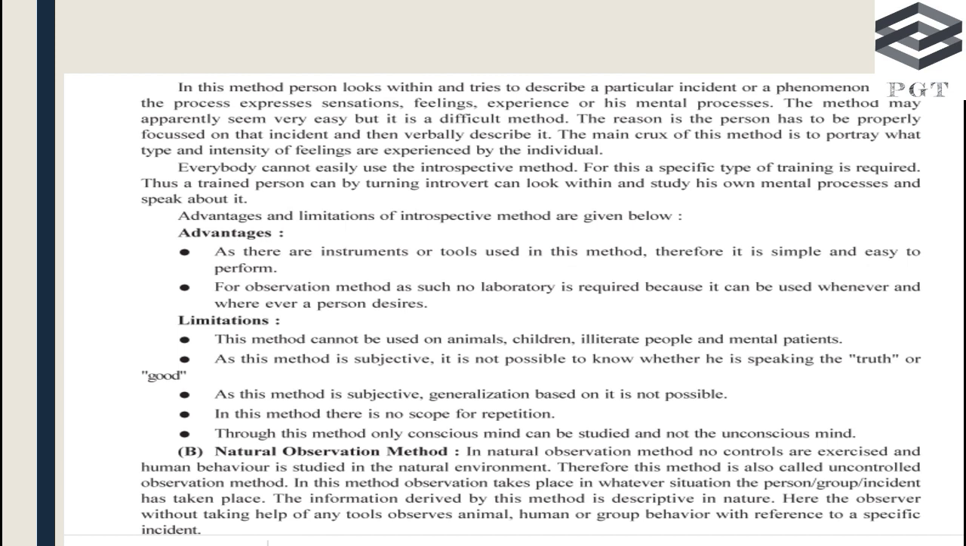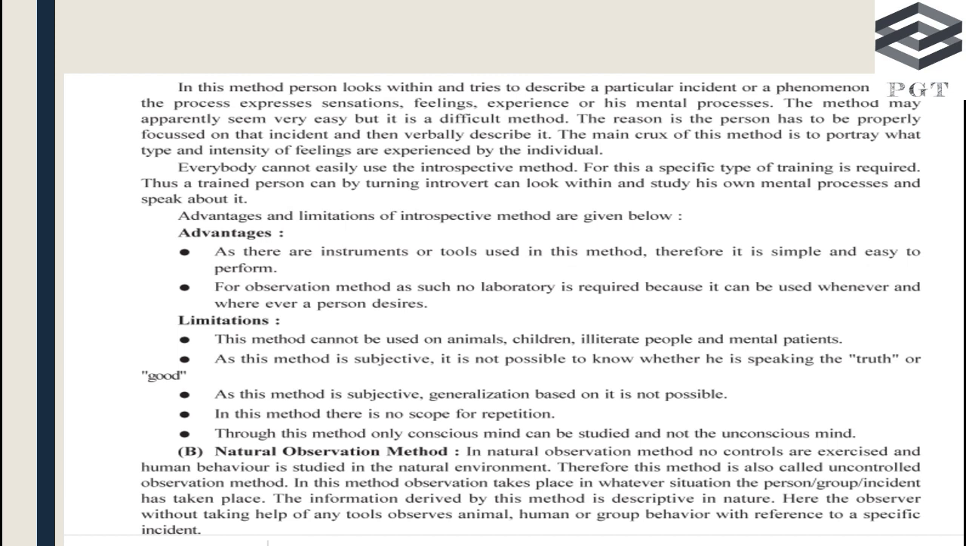अगर आप अपने आप से नहीं पूछोगे कि मैंने आज यह क्यों किया है, तो आपको अपने बारे में पता होना चाहिए. So everybody cannot easily use the introspection method, but for this a specific type of training is required. So which type of training, in which many advantages are there? इंट्रोस्पेक्शन में एडवांटेज है और डिसएडवांटेज भी है. एडवांटेज में क्या है? इसमें टूल्स मेथड, देयरफॉर इट इज सिंपल एंड इजी टू परफॉर्म.